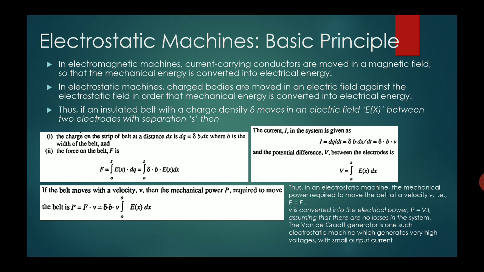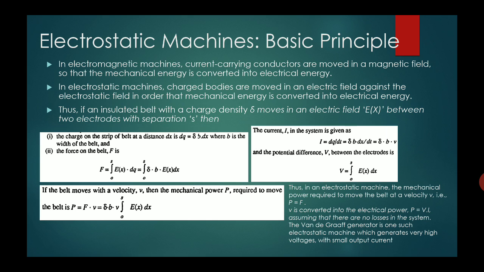This is an electrostatic machine. The mechanical power required to move the belt at a velocity of v is F into v, and it is converted into electrical power P, which is equal to V into I, assuming that there are no losses in the system.